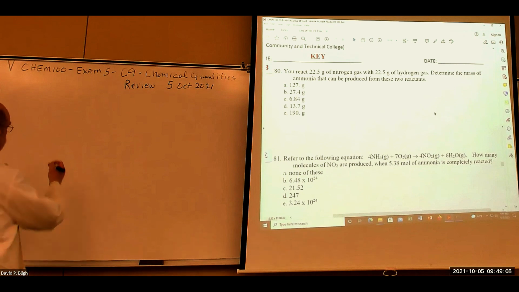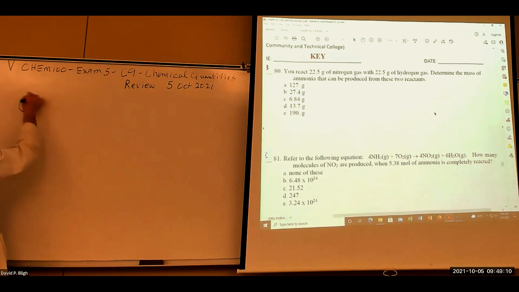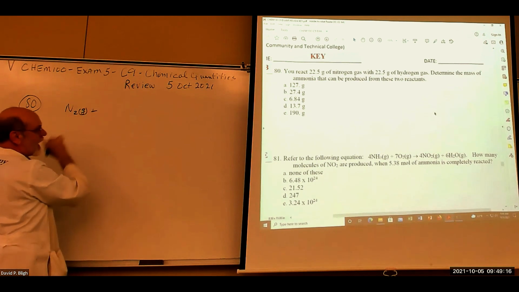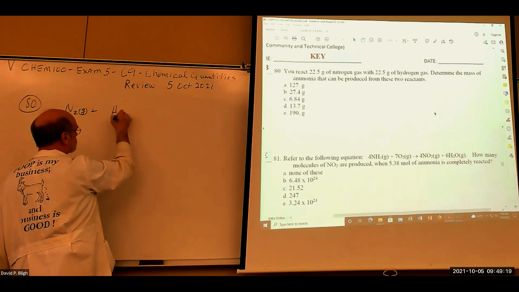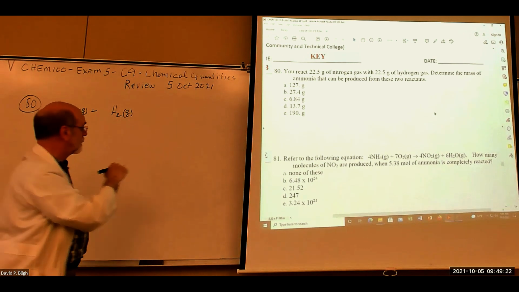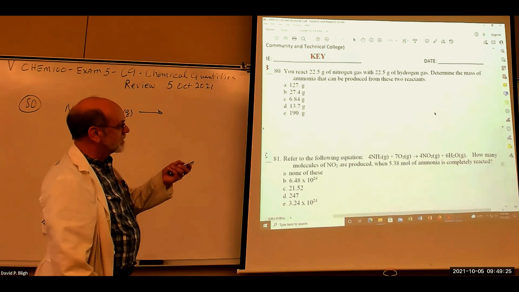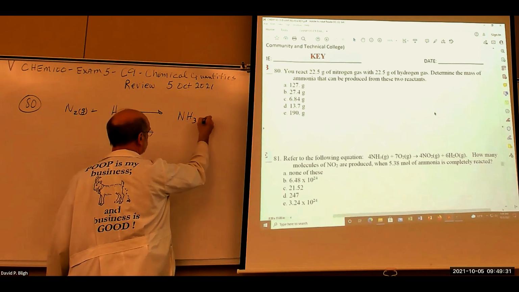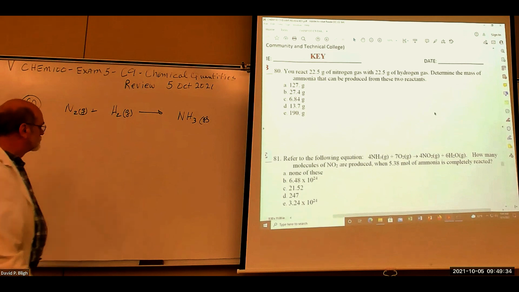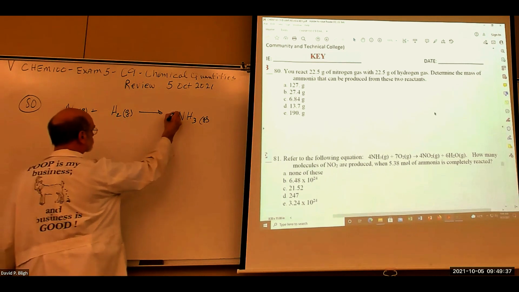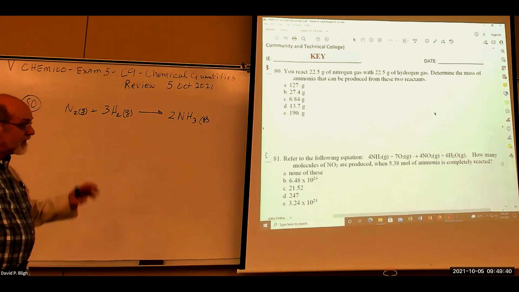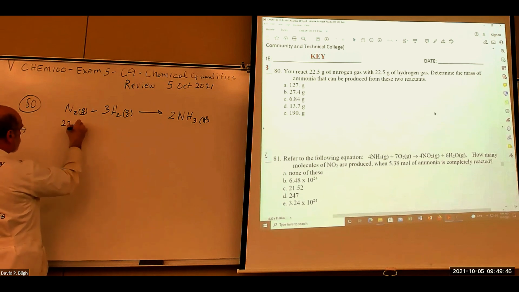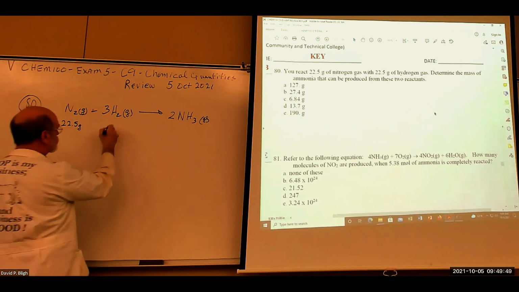All right, for this one, it tells you the reactants, nitrogen gas and hydrogen gas, both diatomic, and it yields, it says, determine the mass of ammonia that can be produced from these. All right, that's it. You just need to balance the equation. Okay, then you go to the mass of ammonia that can be produced from this given amount, 22.5 grams here and 22.5 grams here.